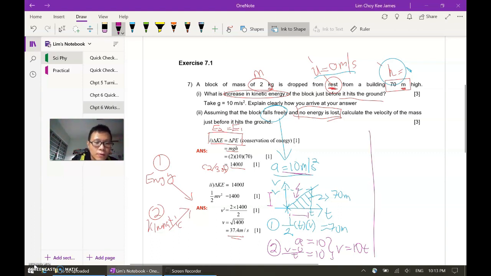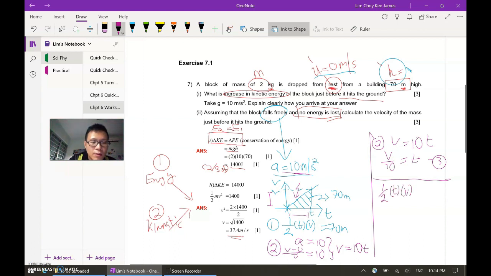So from equation 2, let's manipulate it. From v equal to 10t, I will make t the subject: t equals v divided by 10. So this will be my equation 3. What I do now is substitute t equal to v over 10 into the first equation. Remember, the objective is to solve for velocity. So this is my equation 1. I will substitute equation 3 into equation 1, so I replace the t with v over 10.